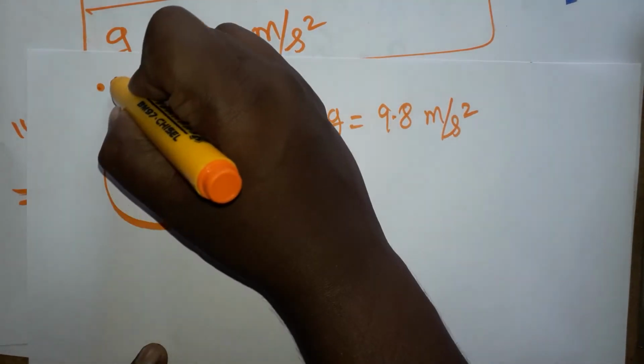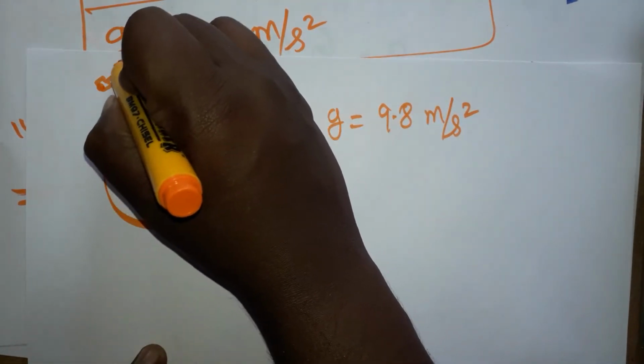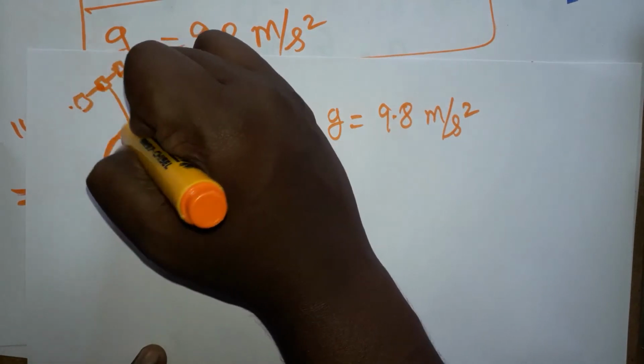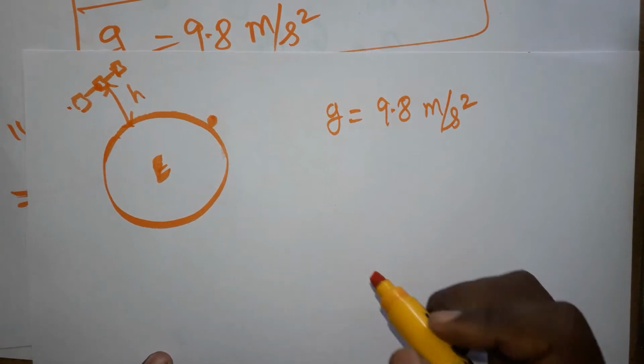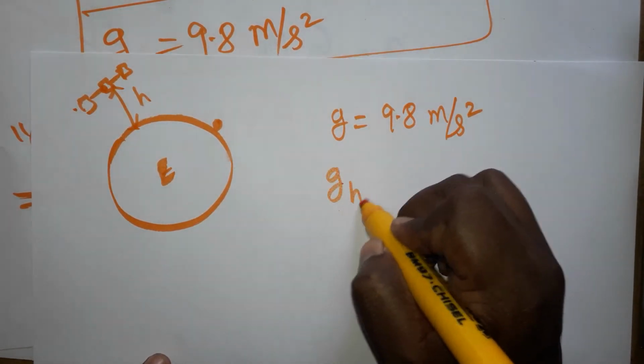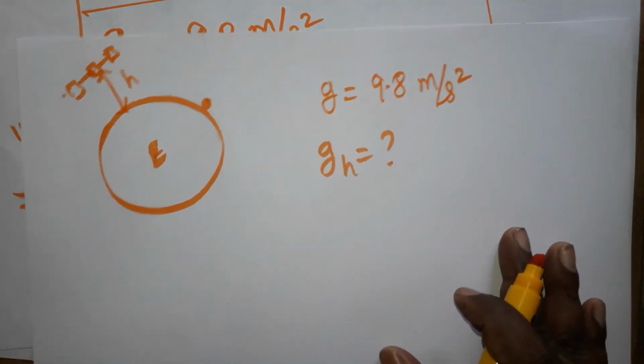So the object at some height from the earth surface, we will take it as a satellite. Okay, the satellite is at some height. It is h height from the earth. So now the acceleration due to gravity changes. So gravitation at some height is equal to question mark. I don't know what is the gravitation at some height.